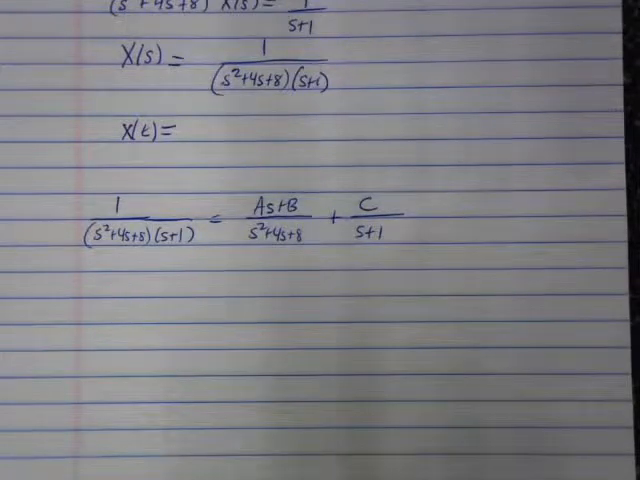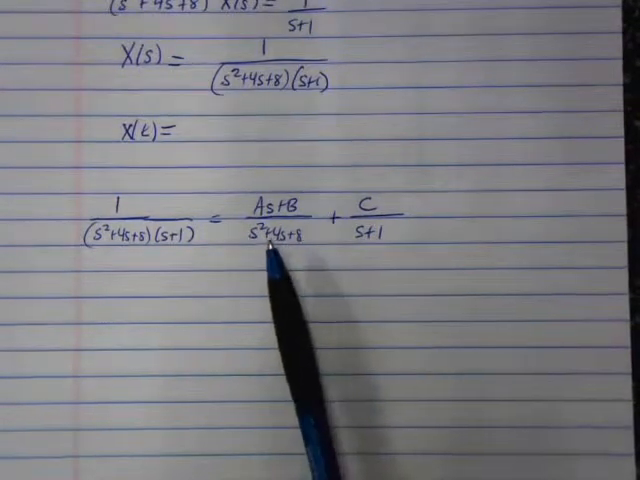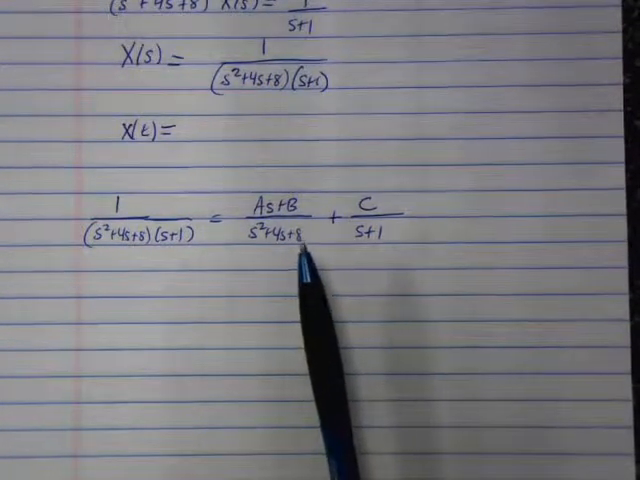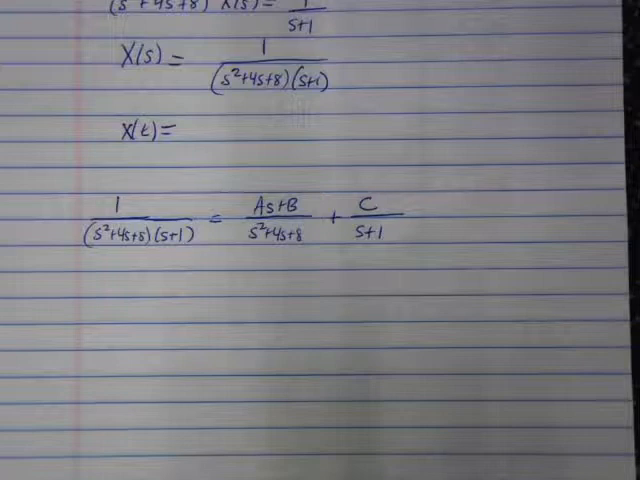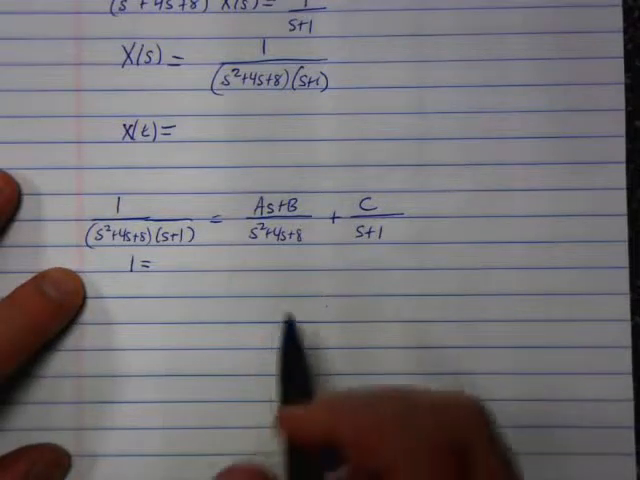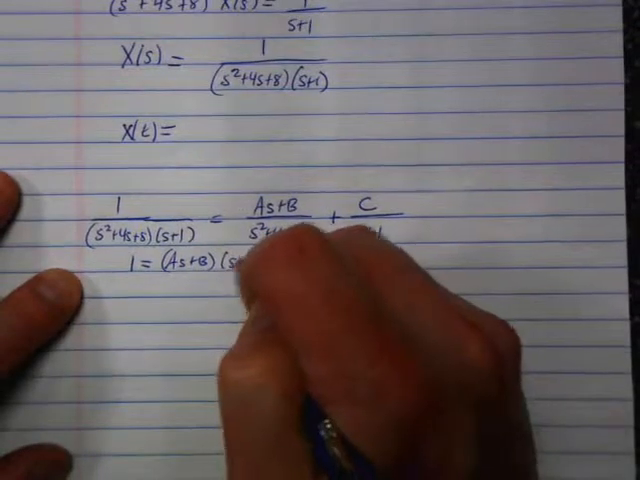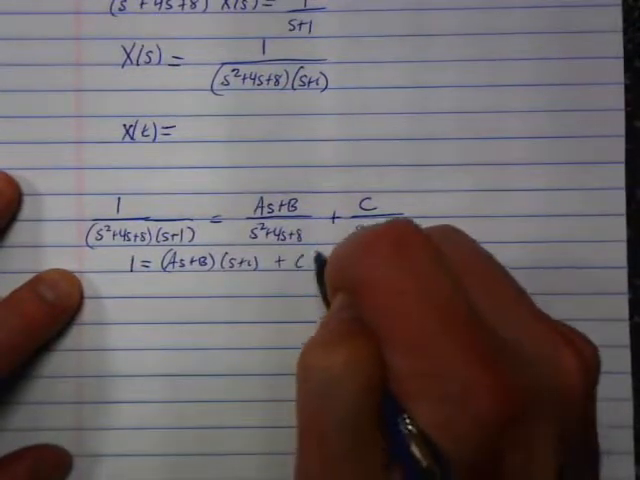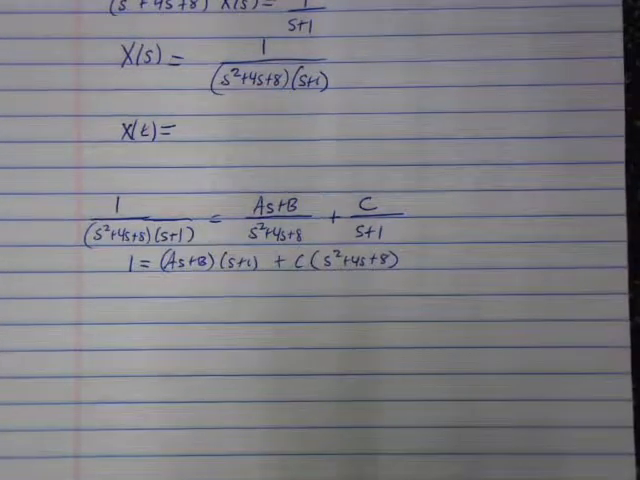You're not going to complete the square first and then do partial fractions. No, I'm going to do partial fractions first because it's more complicated if I complete the square. The thing on bottom now looks stranger. You'd get the same answer, but I think it's easier to leave it in this form and do the complete the square later. Okay, 1 equals as plus b times s plus 1 plus c times s squared plus 4s plus 8.